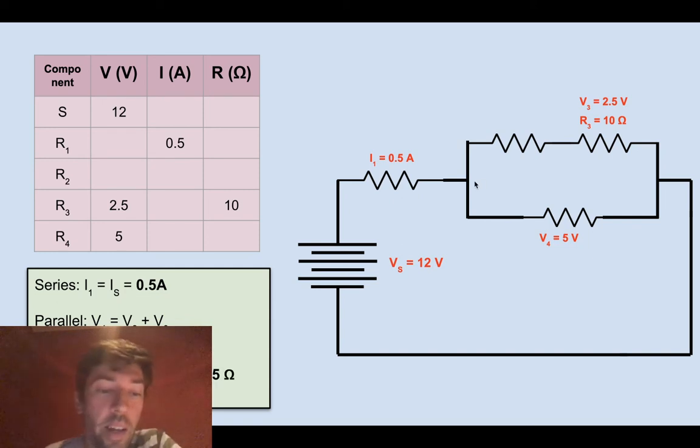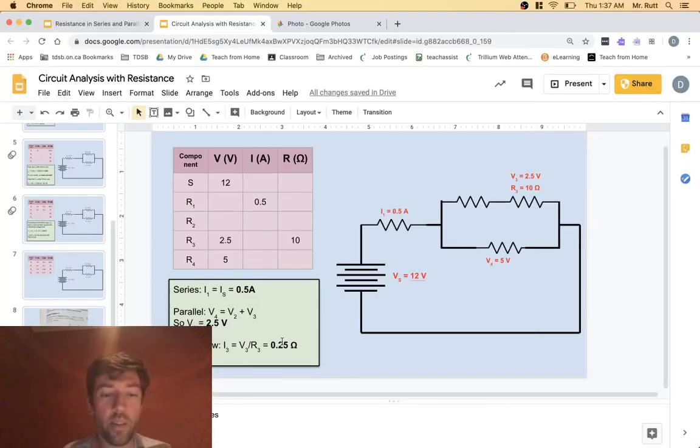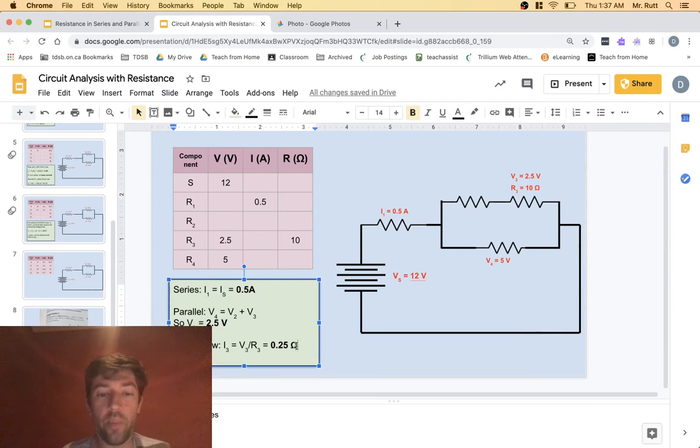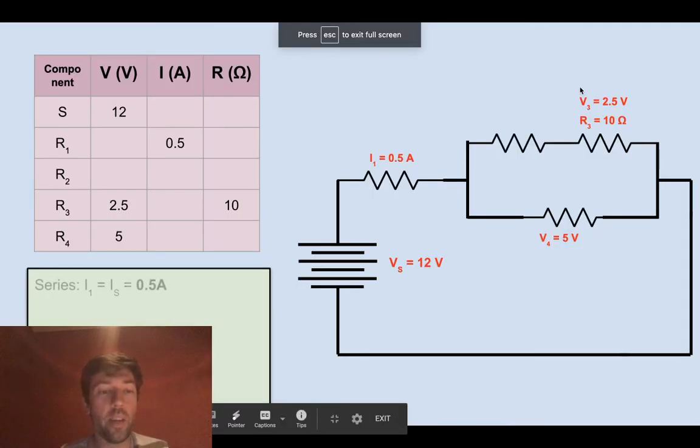And then finally, Ohm's law. This could have been done from the beginning, but when you have a component where you know 2 parts, 2 of the values, you can always find the third. And so there is, oops, I put the wrong unit here, but the current at resistor number 3 is 0.25 amps. Okay, let's pause there to update the chart.